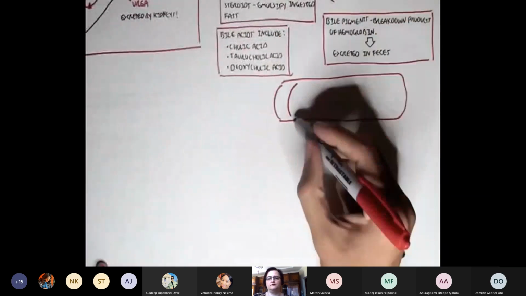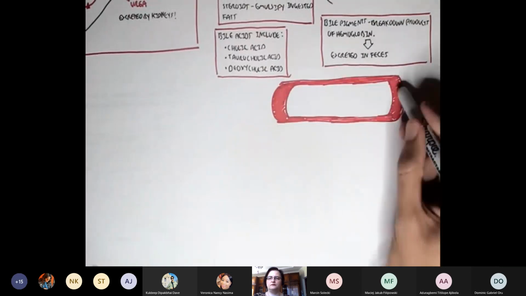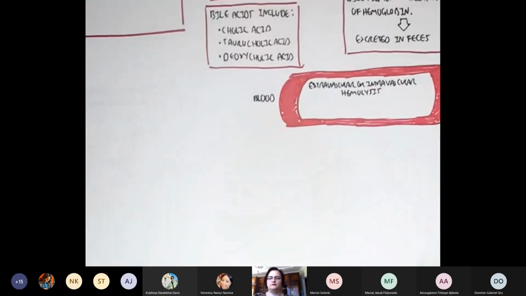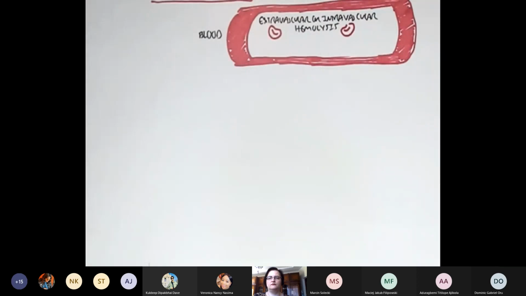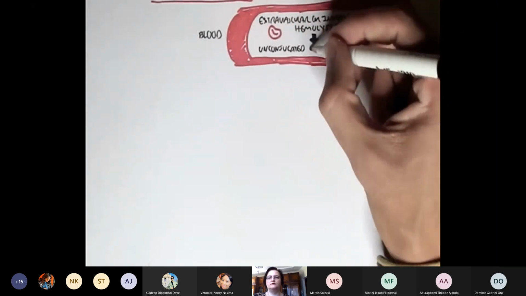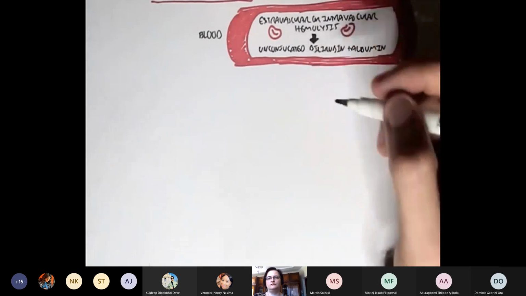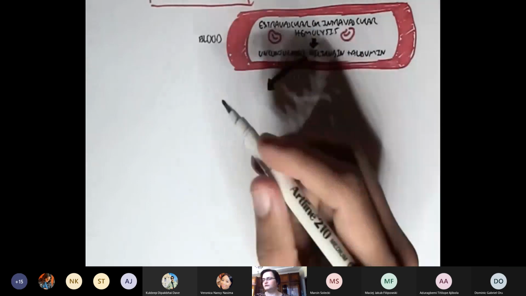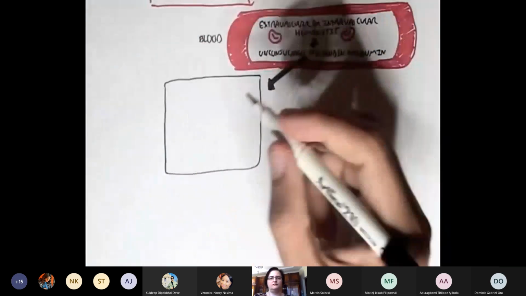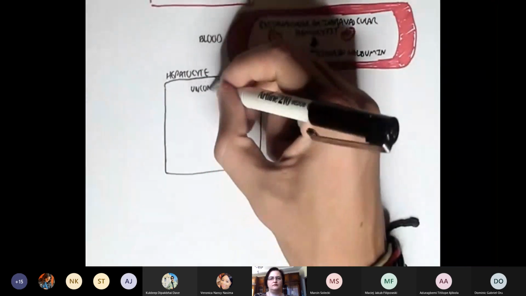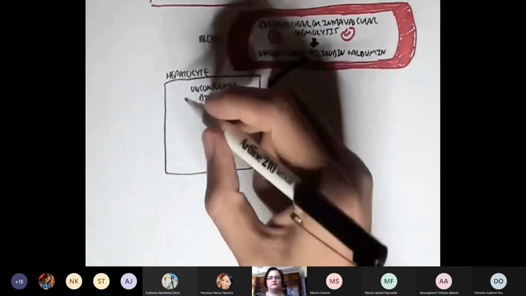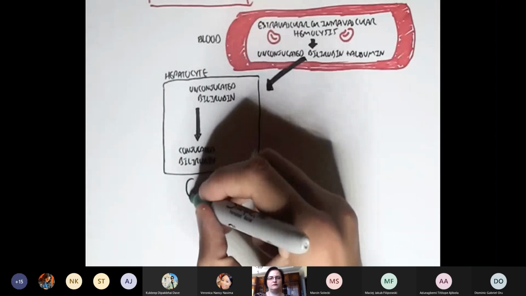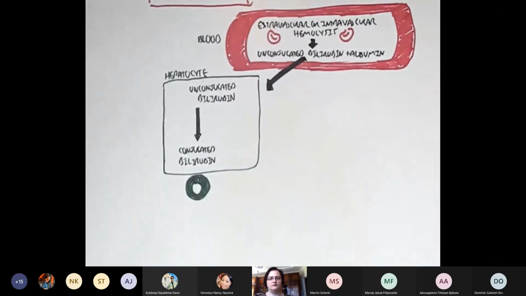So what do I mean by this? So in the blood, if there's extravascular or intravascular hemolysis, meaning destruction of red blood cells, the outcome of this would be unconjugated bilirubin, which is the product of destruction of red blood cells. These unconjugated bilirubin will travel through the bloodstream bound to albumin, which will then take it to the liver, the hepatocytes of the liver. So here we have now unconjugated bilirubin without the albumin. Unconjugated bilirubin will then be changed to conjugated bilirubin in the liver.